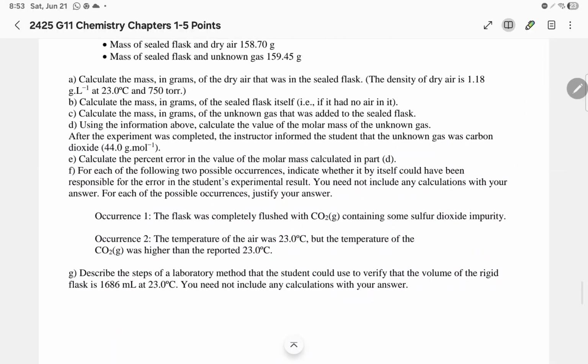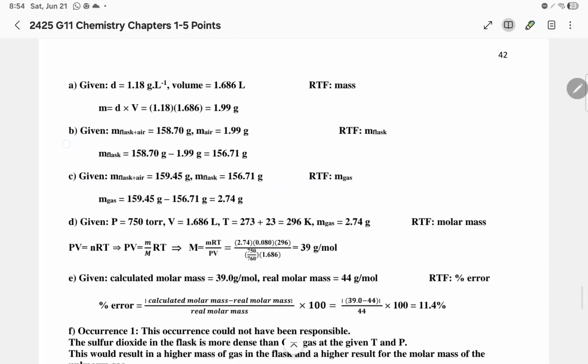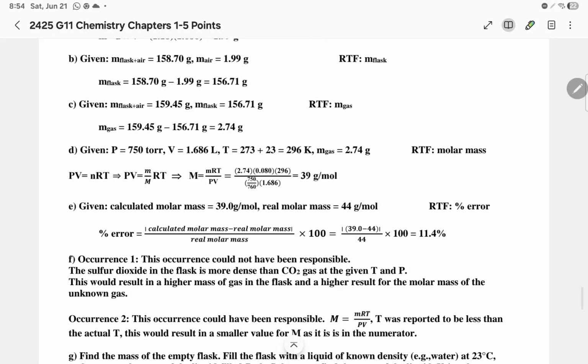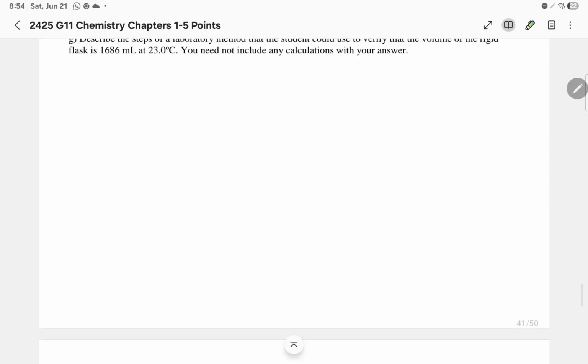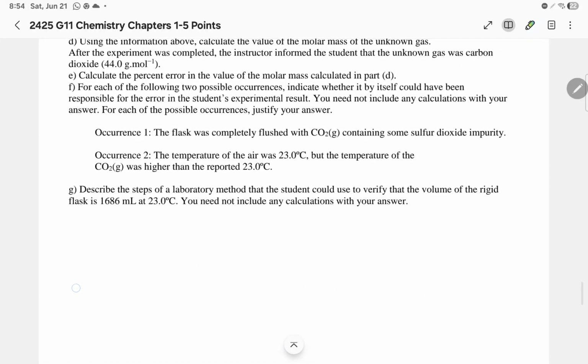Now let's focus on E. Calculate the percentage error of the result. So you do the answer you got in part D minus 44, over 44, times 100. 39 minus 44 in absolute value, over 44, times 100. You get 11.4. Now what's part F?